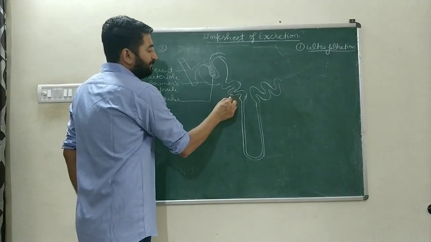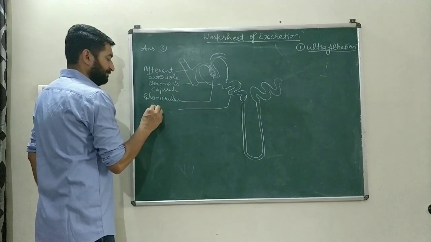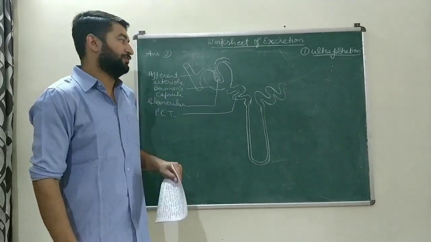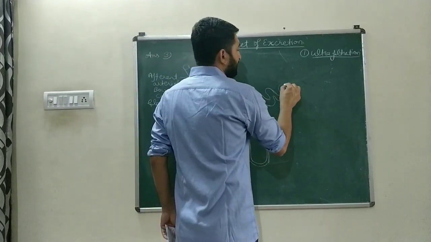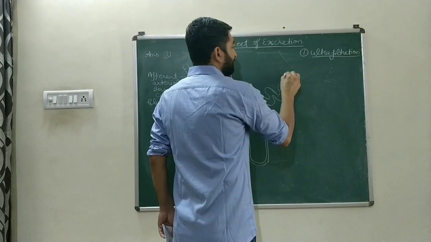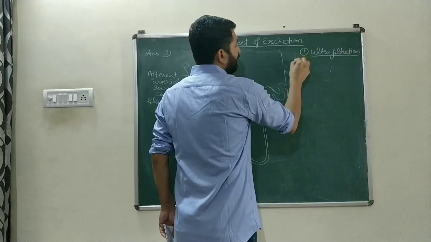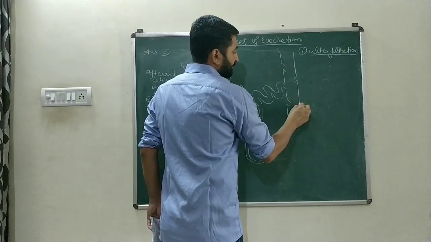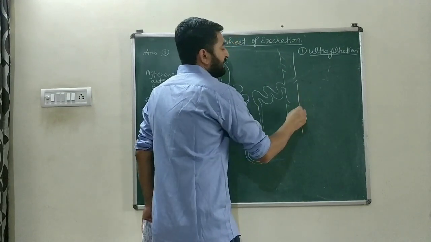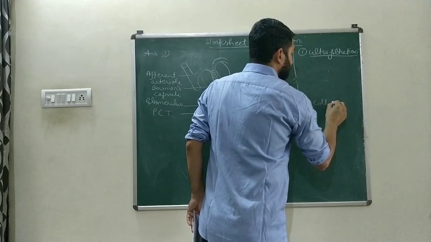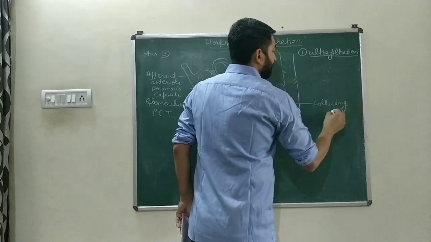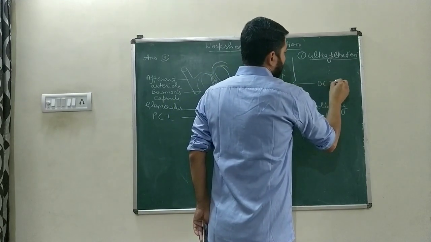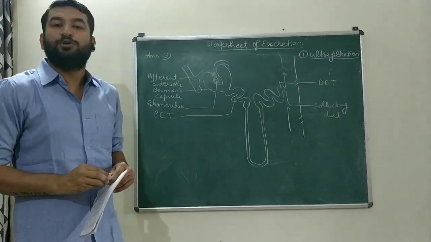This part is known as PCT, proximal convoluted tubule, and this part is known as DCT. DCT falls into another tubule, and that tubule is known as collecting duct. This is collecting duct. And this one is DCT, distal convoluted tubule.